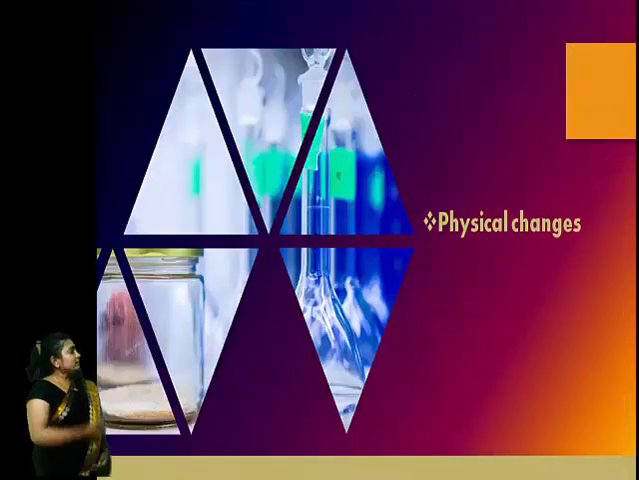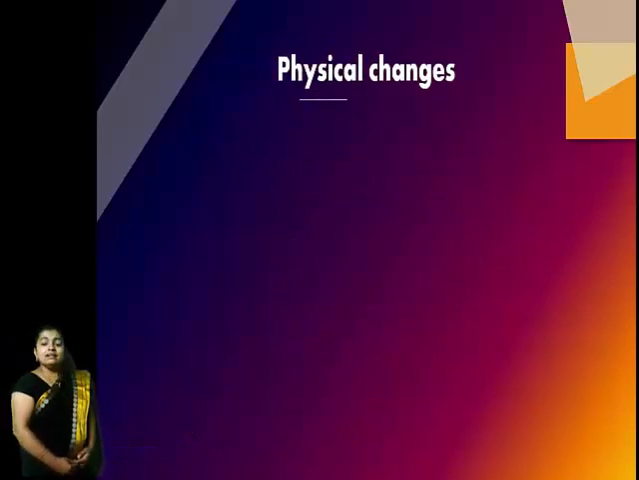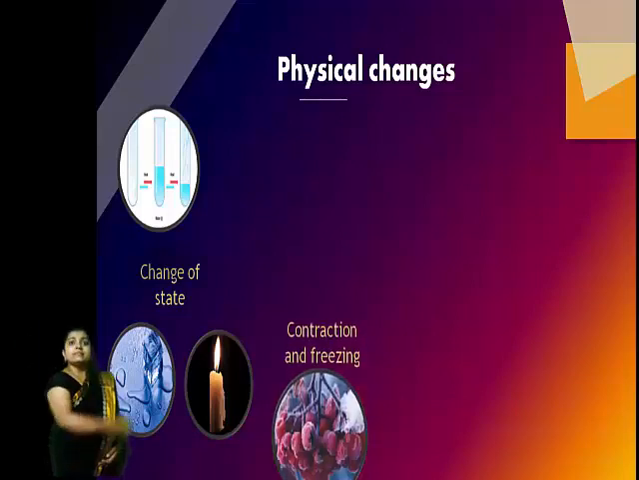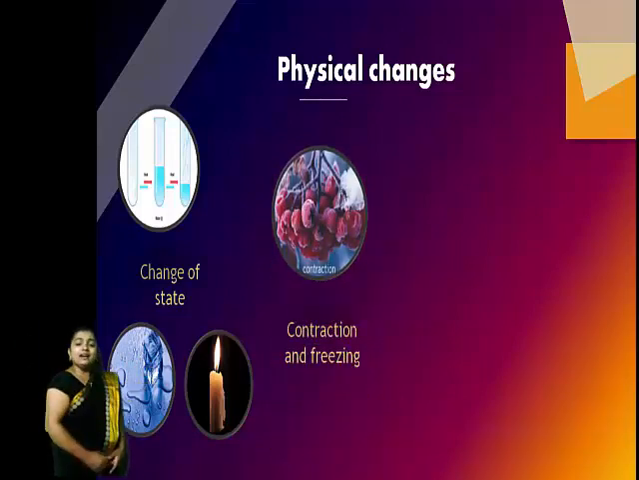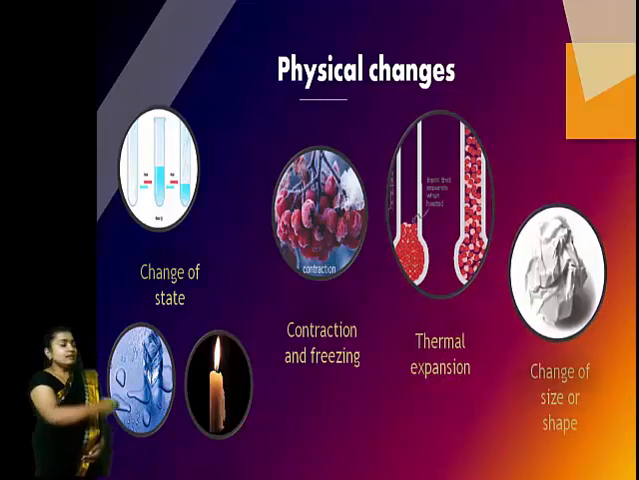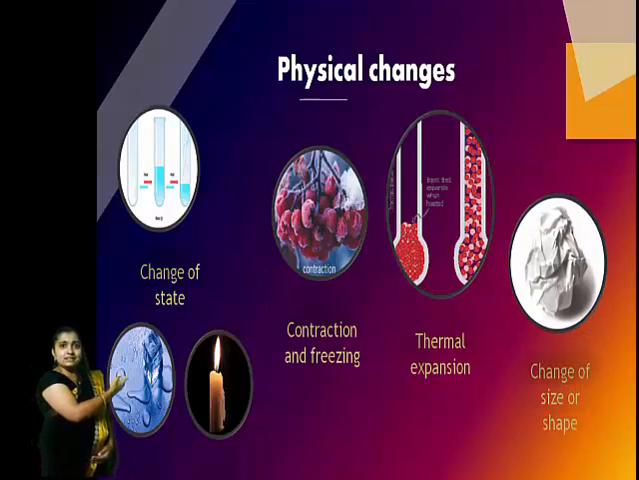Now let's learn about physical changes and chemical changes. Physical changes. Let's see some physical changes. Change in state of matter. First is melting of ice. Second, melting of candle. Vaporization, contraction and freezing are also physical changes. Thermal expansion is also a physical change. Change of size or shape, that is crumbling of paper, is also a physical change.